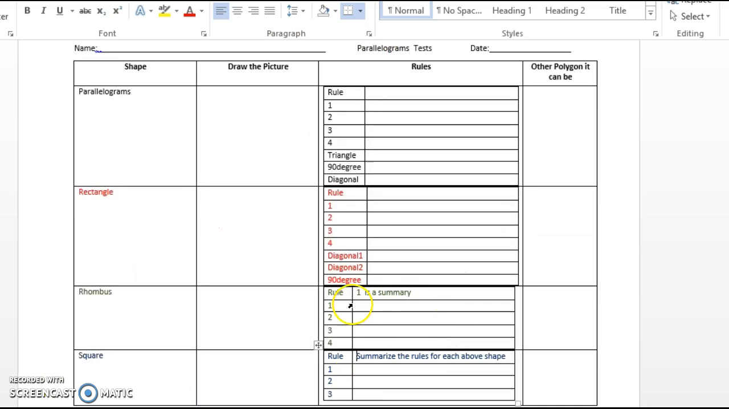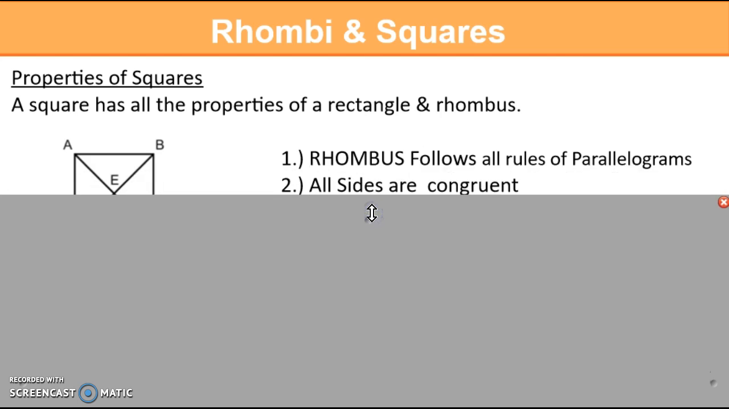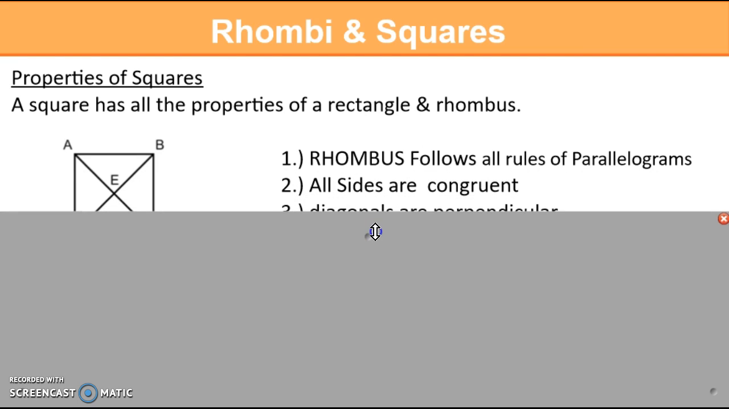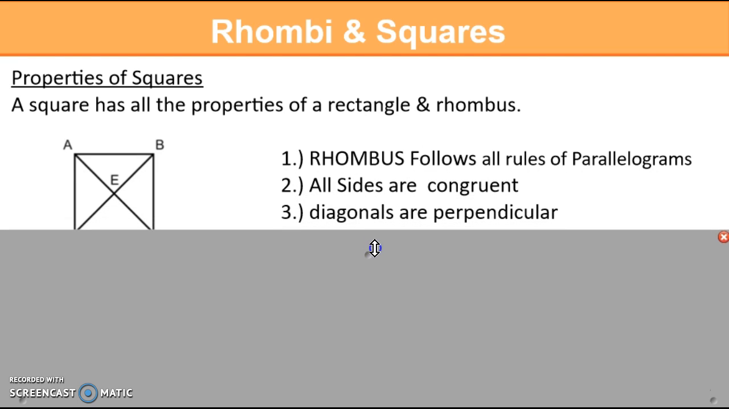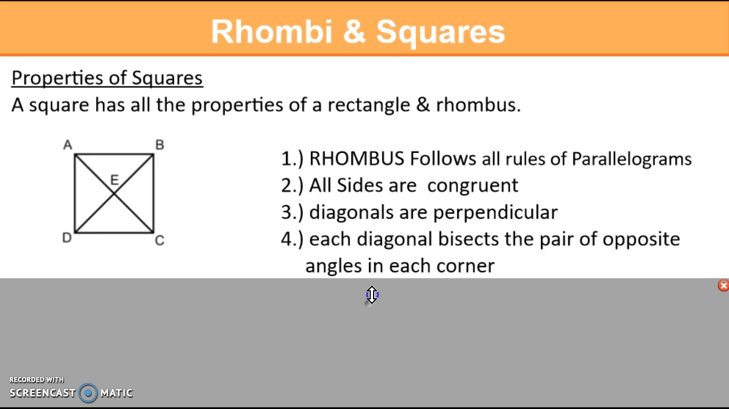We will next be filling in the rhombus rules. There are 4, and I will show you them now. A rhombus follows all the rules of a parallelogram. That's a summary rule. That's the first rule. All sides are congruent. Diagonals are perpendicular. Each diagonal bisects the pair of opposite angles in each corner.